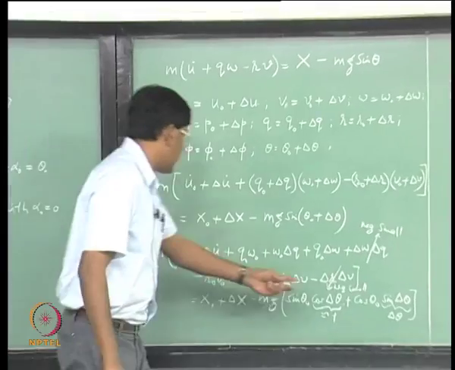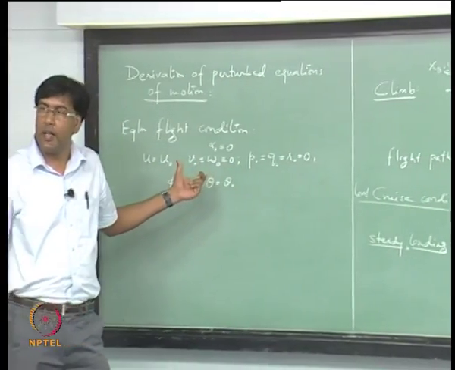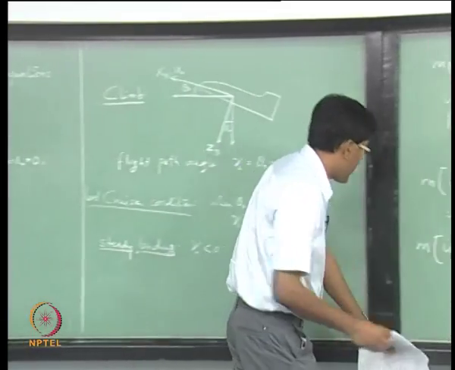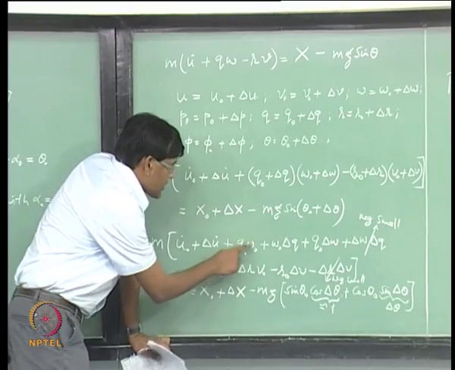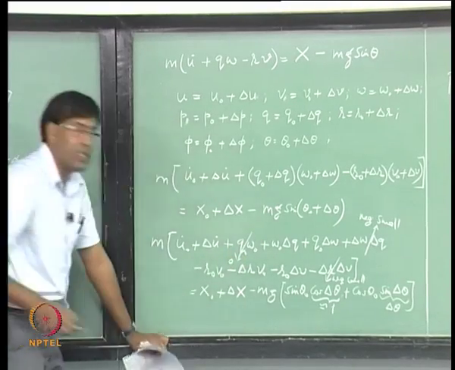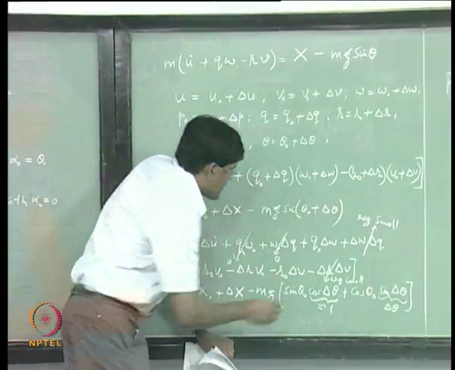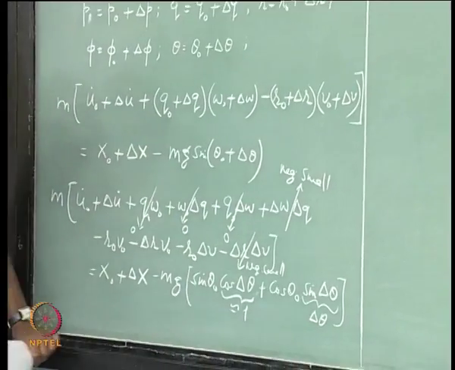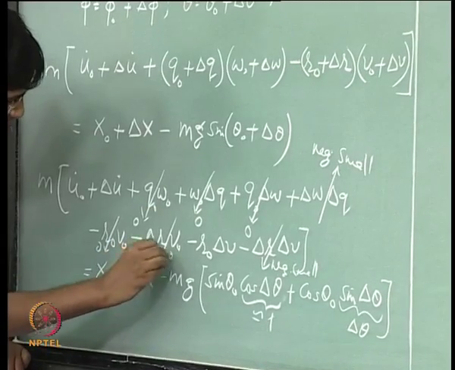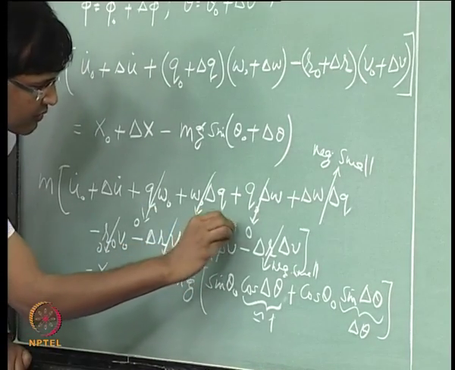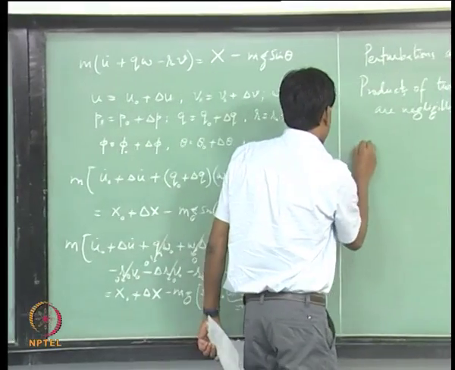Okay, so that is one thing, and now look at the equilibrium flying condition, and see if we can drop further terms from here. So this is 0 because of the equilibrium flying condition that we have taken. All right, so what we have finally is this.